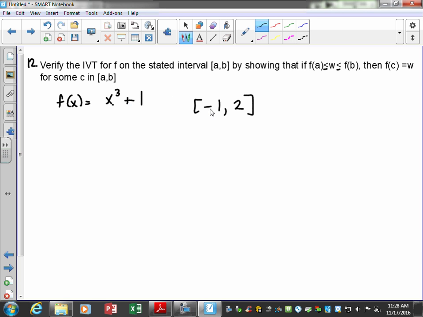Okay, the first thing we need to do is determine f of a. It tells us to show f of a is less than or equal to w, less than or equal to f of b. So first, let's evaluate f of a. What is our a value? -1. So plug -1 in here.